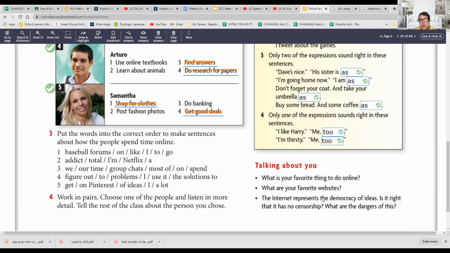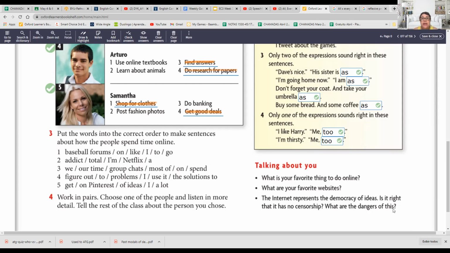The internet represents the democracy of ideas. Is it right that it has no censorship? I don't think so, right? I think, yes, it is democratic, but there is a code we need to follow, right? There are some rules that we can't break. So, in my opinion, it has censorship. What are the dangers of this?